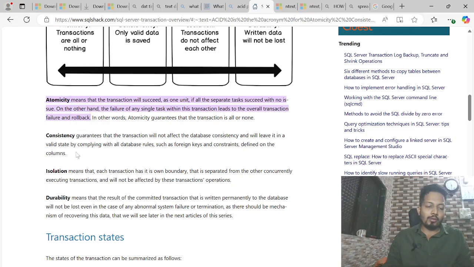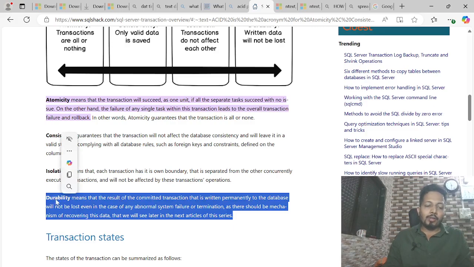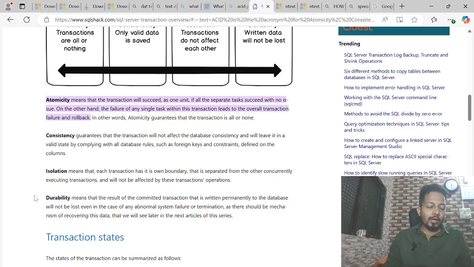Then isolation, as I explained, whatever transaction begins first will have a lock on the table and it won't allow other transactions to have a lock on that same table. And durability means the recovery should be easy. In the first place, whatever data is recorded we should not lose it, and if it is lost, then we should have a recovery process for it.